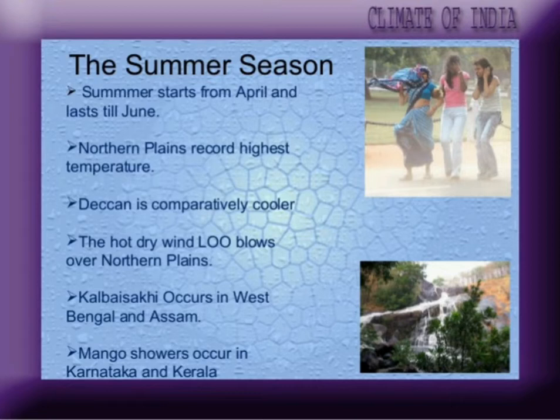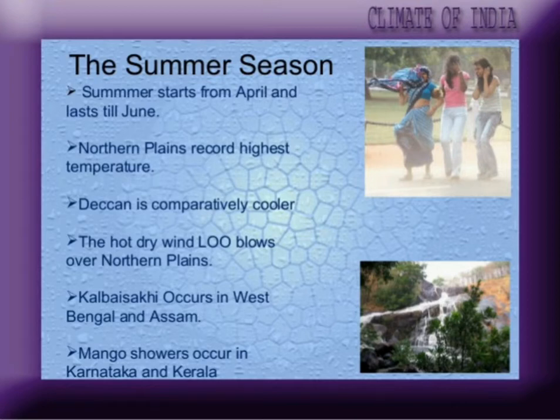Temperature variation during hot weather. The influence of the shifting of heat belt can be seen from temperature recordings taken during March to May at different latitudes. In March, the highest temperature is about 38 degrees Celsius, recorded in the Deccan Plateau.